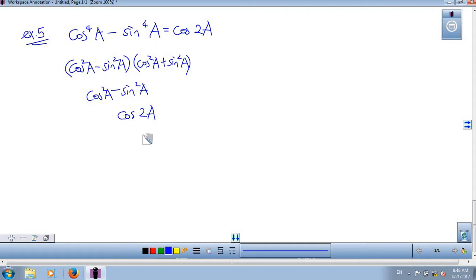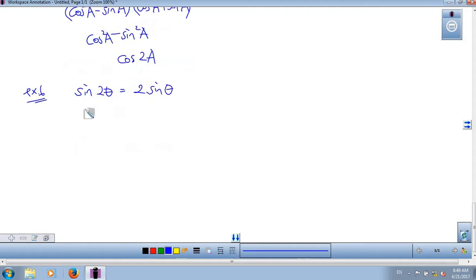Alright, so I think today we did a few examples and we showed you all those formulas in action, and there are other things that we can do. We can solve equations, trigonometric equations as well, so we'll go ahead and try one example like that, solving the equation. For example, let's do sine of 2 theta equal to 2 sine theta. Let's see how we can solve this.